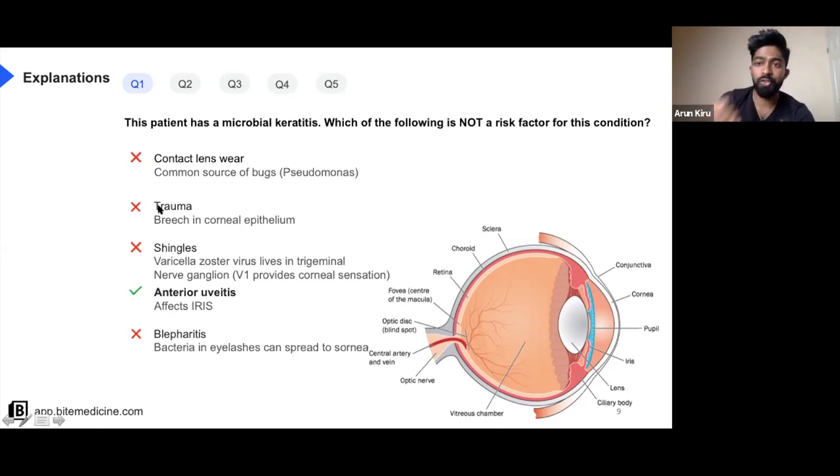Trauma, once again: if someone punches you in the eye, or if a piece of leaf goes and scratches the eye, it breaches the cornea. It provides a path for bugs to get in.